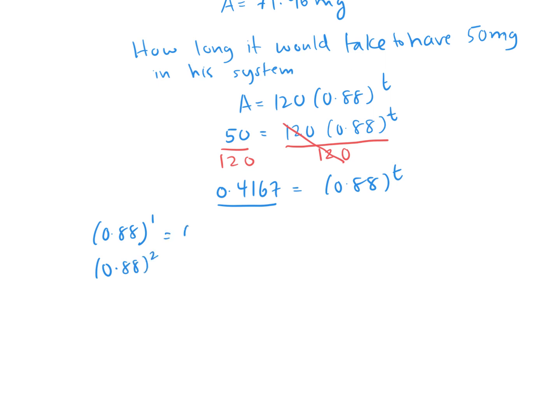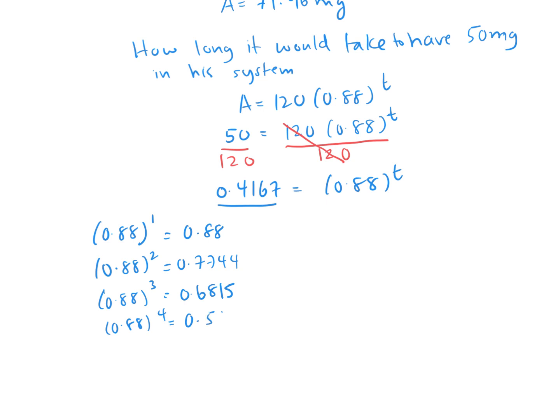So 0.88 to power 1 is 0.88. Then I'm going to try to the power 2. And I want to get as close as I can to this number here, 0.4167. So to the power 2 is 0.7744, which is a bit too big. So let's try to the power 3. And we get a little bit smaller, 0.6815. So let's try to the power 4. We're just going to work our way up till we get close to this number.